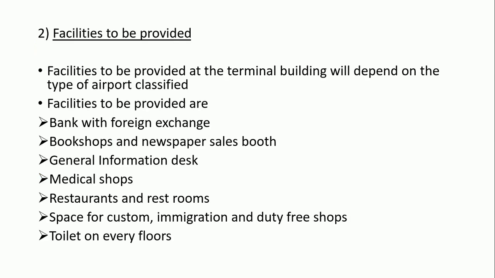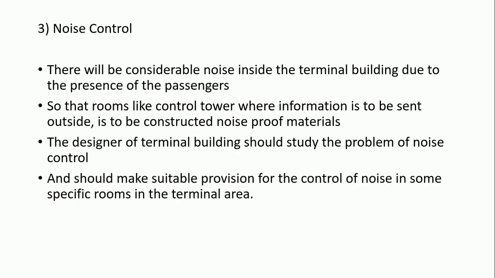The next thing is the facilities to be provided. The facilities to be provided at the terminal building will depend on the type of airport. The facilities needed are: a bank with foreign exchange, bookshops and newspaper sales booths, general information desk, medical shops, restaurant and restrooms, space for customs, immigration and duty-free shops, and toilets on every floor, etc.